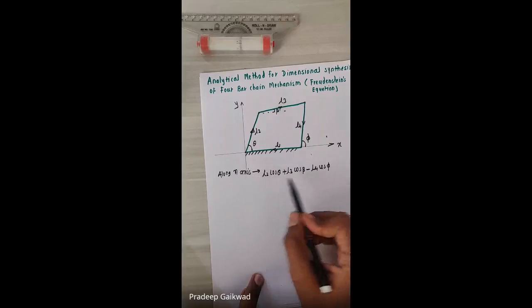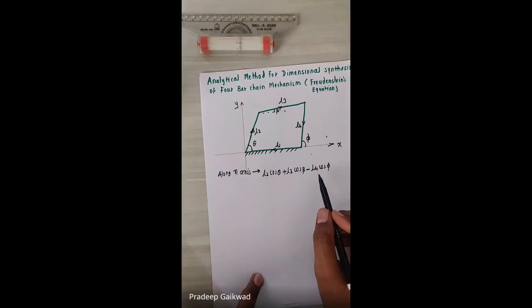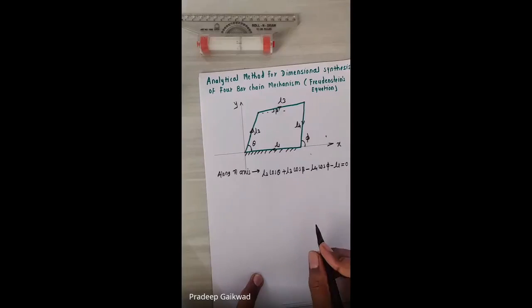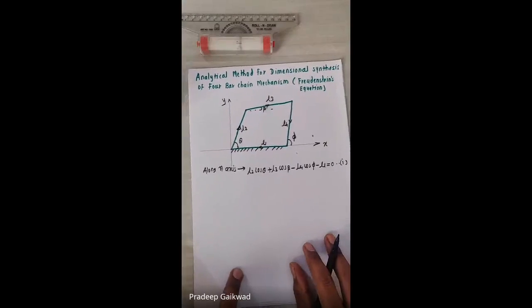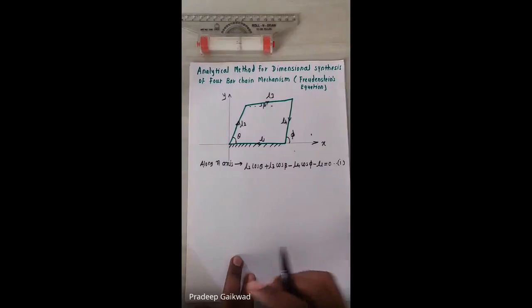What about L1? We have to write displacement relationships, so it is minus L1, depending upon direction. So L2 cos theta plus L3 cos beta minus L4 cos phi minus L1 is equal to 0. This is equation number 1. So I have written the vector displacement relationship along the x-axis.